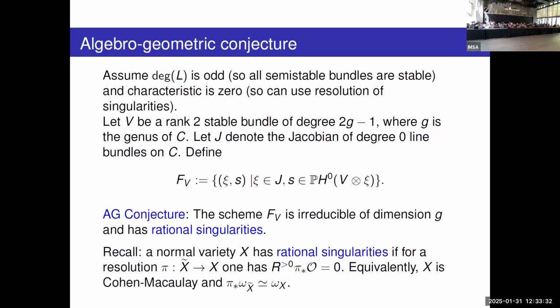So V has fixed determinant. Actually, for this conjecture, it's not important. To define this FV, you fix V, a vector bundle of rank 2 in degree 2g minus 1. And with this, you associate a scheme which lives over the Jacobian. It's related to some kind of degeneracy locus. You can consider the degeneracy locus inside the Jacobian, where the dimension of H0 of V tensor psi jumps. Roughly speaking, this FV is a blow up of this degeneracy locus.